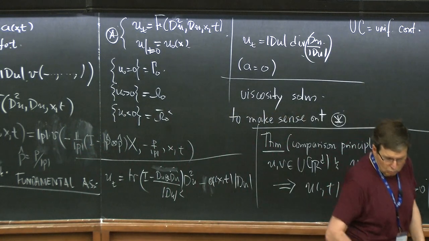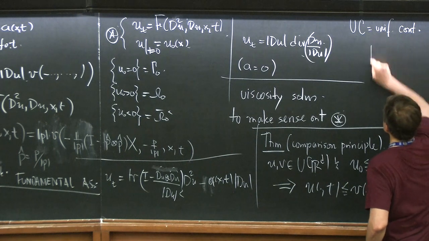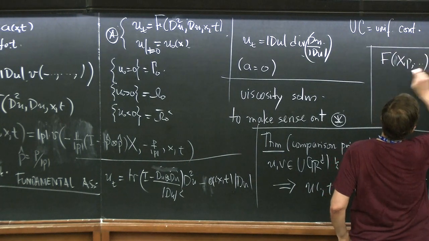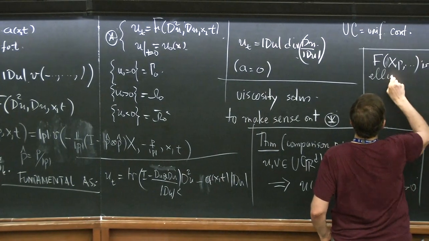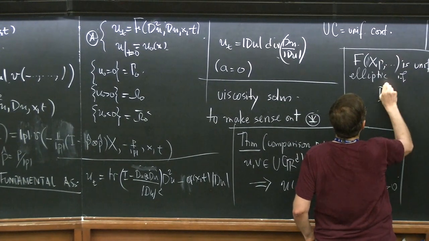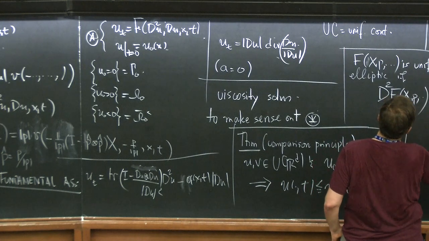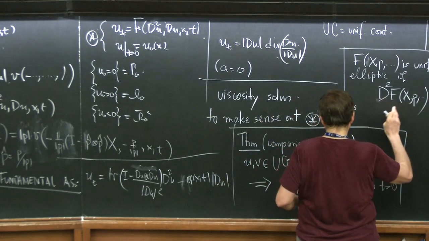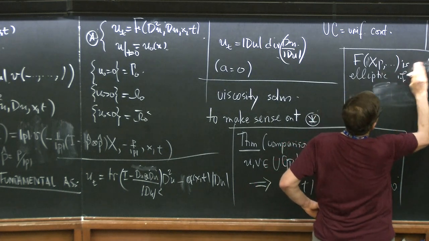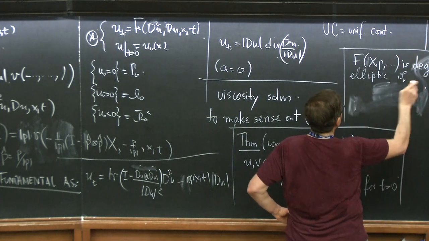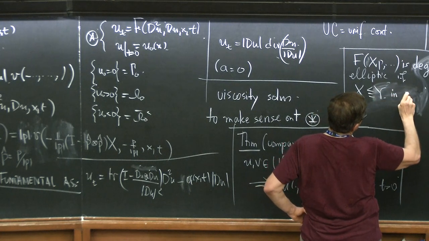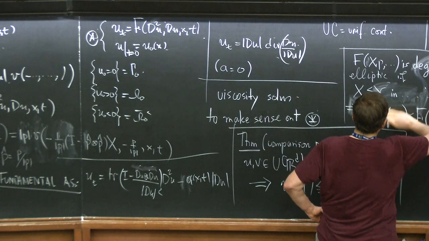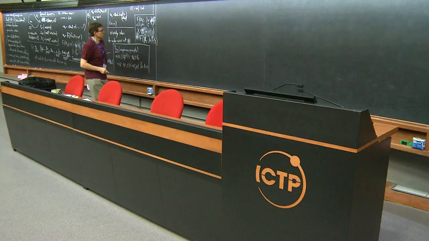So I assume you saw ellipticity at some point last week. So we say that f of x, p, and whatever, is uniformly elliptic if this matrix is, I'm writing it as if F were smooth, but then you can write this in different ways. Let me put degenerate, that's simpler. Degenerate elliptic if X is less or equal Y in the sense of symmetric matrices, then f of X is greater or equal f of Y. No, it's less or equal.